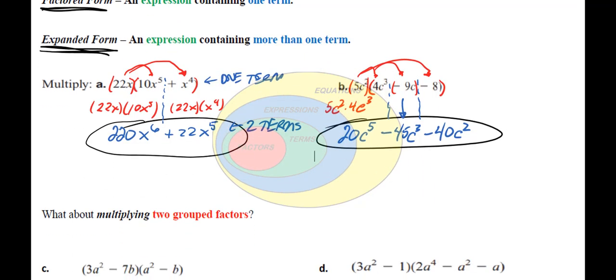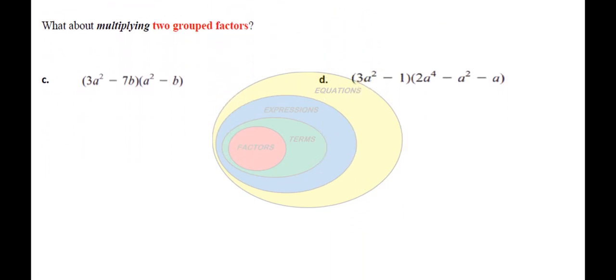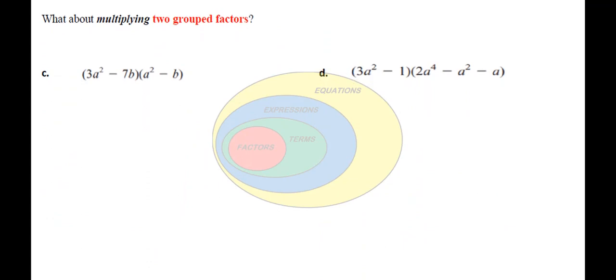Okay, what if I have two grouped factors being multiplied? Both factors contain, so here's a parenthesis recognizing it as a factor, and here's another one. Each factor in this case contains two terms. So each term needs to be distributed to each term in the other factor. I'm going to distribute term by term and try to keep track.